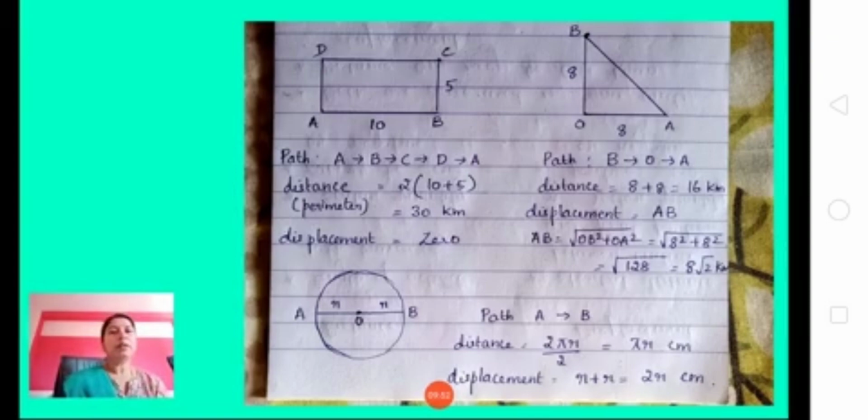Since the object has travelled from A to B, it is only half of the circle it has travelled. So we calculate the distance as half of the circumference of the circle, which is 2 pi r by 2, and the value is pi r centimeter. But the displacement will be the shortest distance, which is going to be the diameter of the circle, and that will be r plus r, which is 2r.